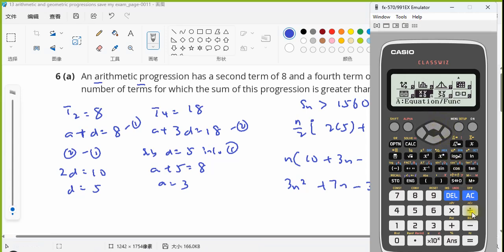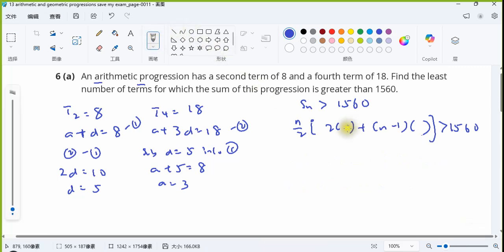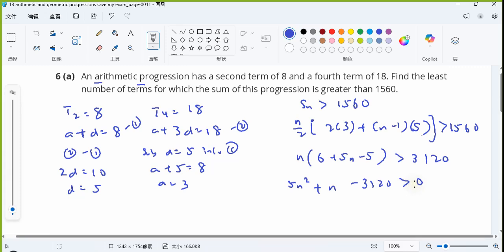This number is huge. Then I have to use a calculator. So 3n squared, I made some mistake here. Okay, the a and d I put at the wrong place. So 2a plus n minus 1 times d. So n times 6 plus 5n minus 5 greater than 1560 times 2, which is 3120. So 5n squared plus n minus 3120 greater than 0.